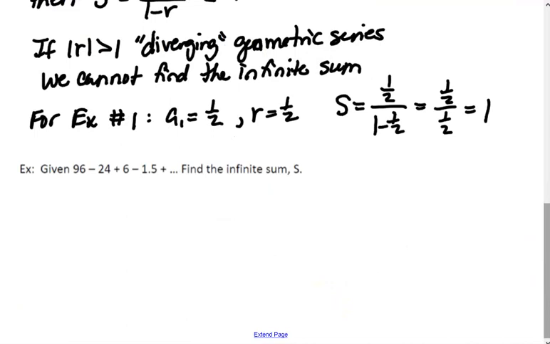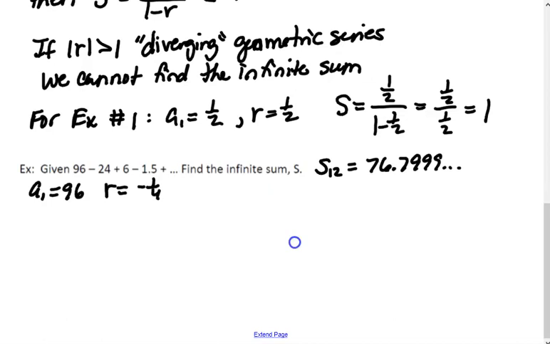We did S sub 12, and we found that S sub 12 in this particular sequence was 76.7999 repeating. And we talked about what A sub 1 is here. A sub 1 is 96, and if you do negative 24 divided by 96, you'll find that r in here is negative 1/4 or negative 0.25, either one. Okay, and so we can see that the terms are getting smaller, and we have the criteria that the absolute value of negative 0.25 is less than 1. So we do have a converging series, and so we can apply the sum formula here.